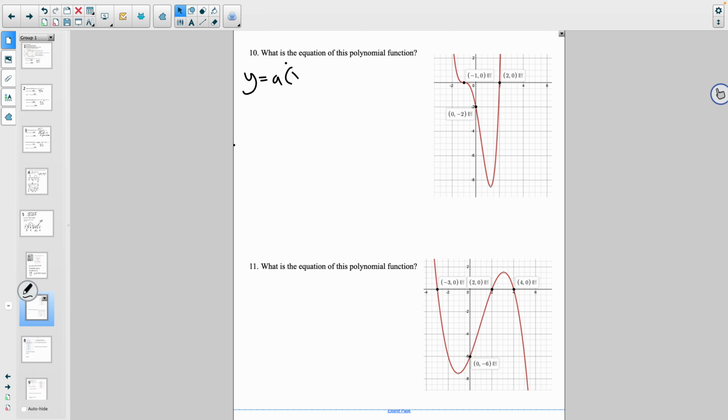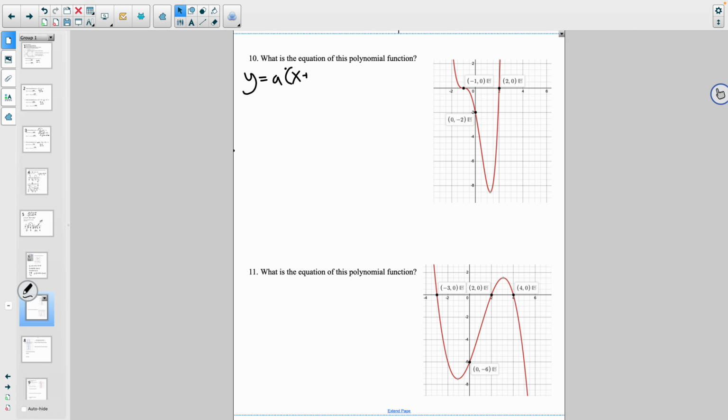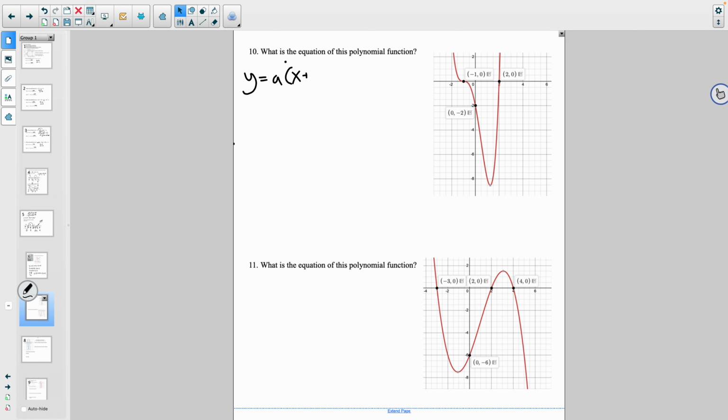And then for x minus 1, we'll make it the opposite, so plus 1. And this has a multiplicity of 3. So let me do x plus 1, and we want to cube that one. And then we'll do x minus 2. So that's a great place to start.